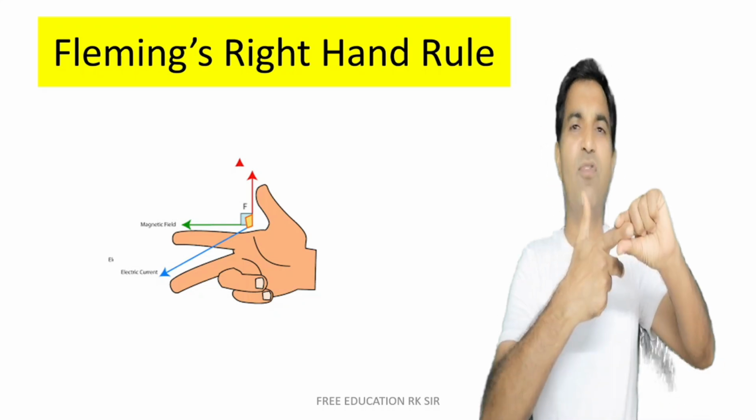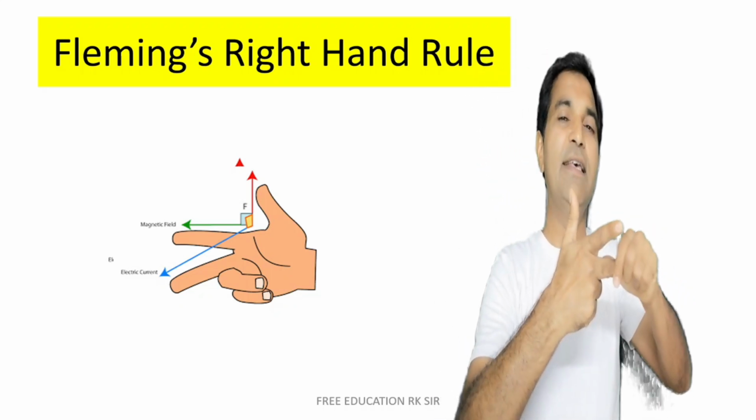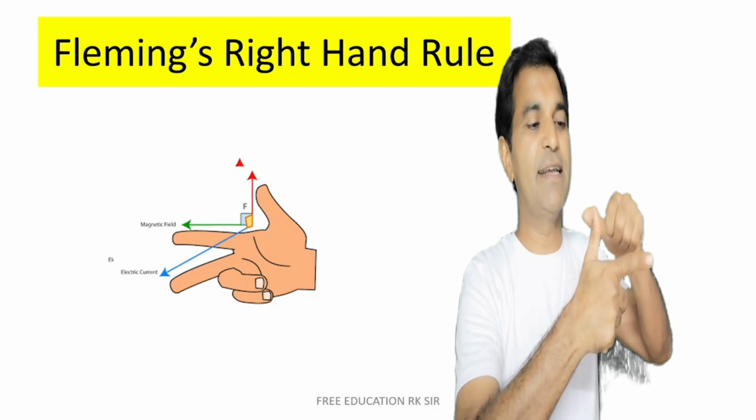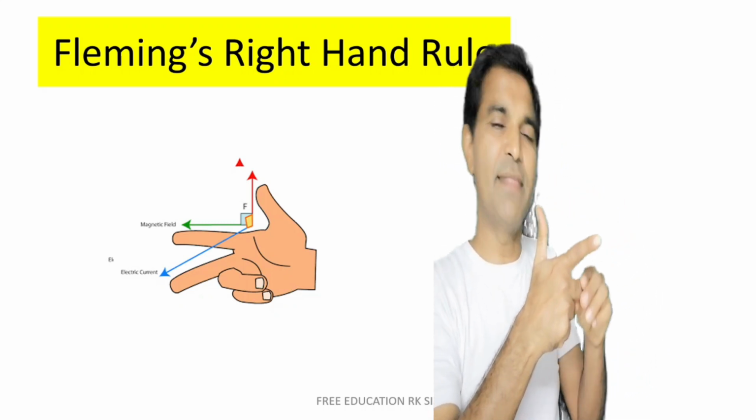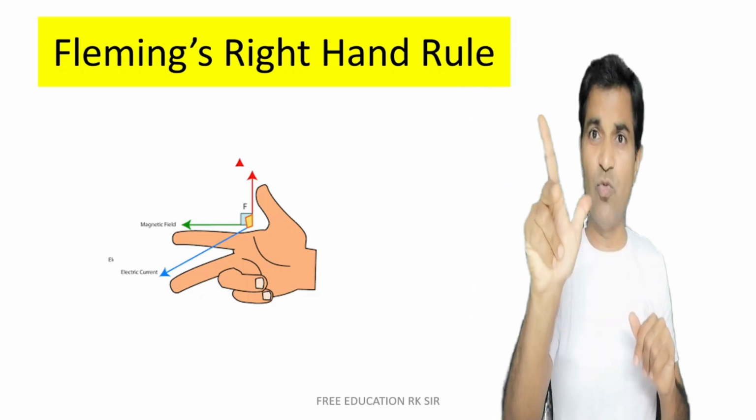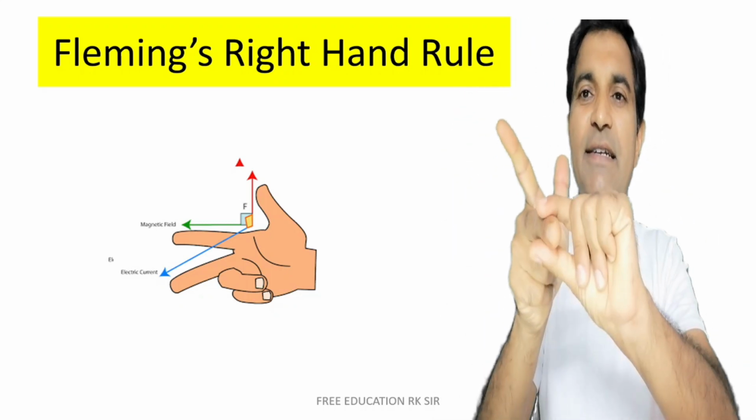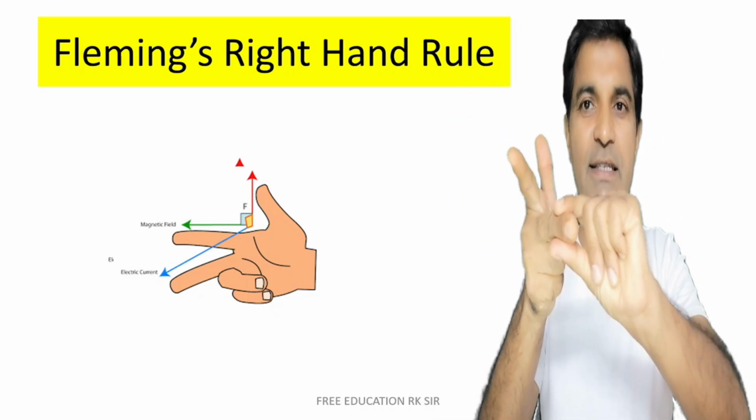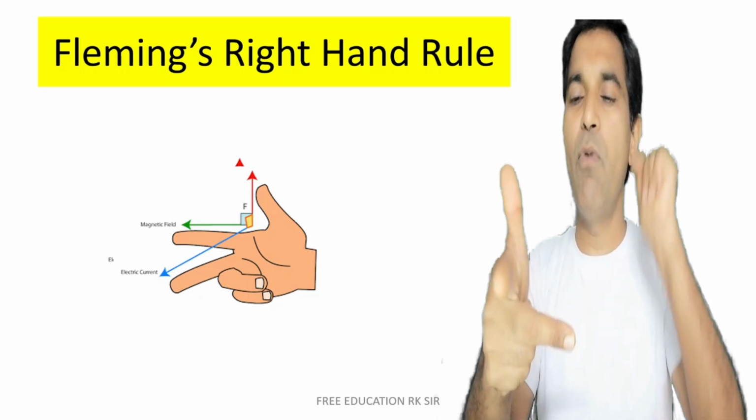If the forefinger, that is the first finger, represents the magnetic field, the central finger represents current, and M, that is the thumb, represents the motion of a conductor, then all of these three are placed perpendicular to each other, at 90 degrees. This forefinger is field, central finger C is current, and thumb M is motion.